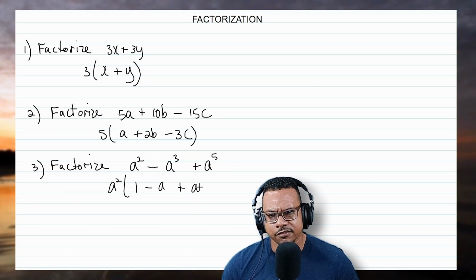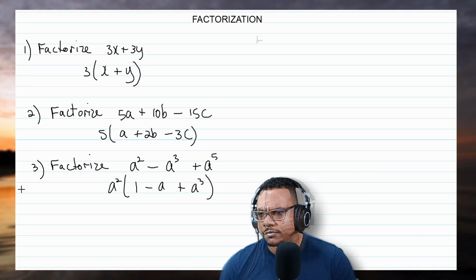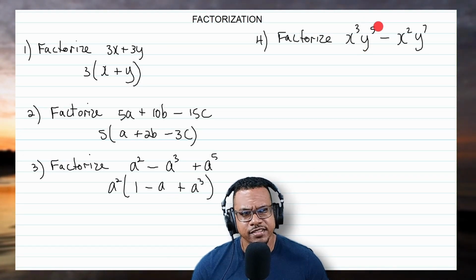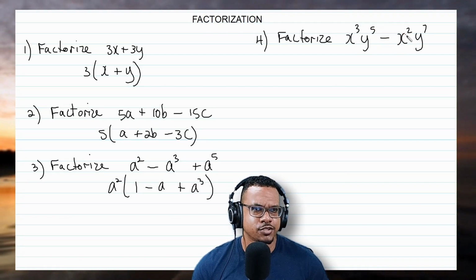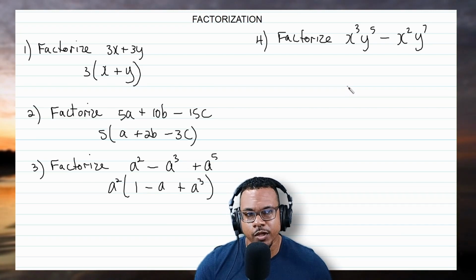So I'm going to get positive a cubed. Alright, and that's the answer there. Let's try another one. Here I have to factorize x cubed y to the power 5, take away x squared y to the power 7. Now again, with the symbols, as I said, look for the one with the lower power.